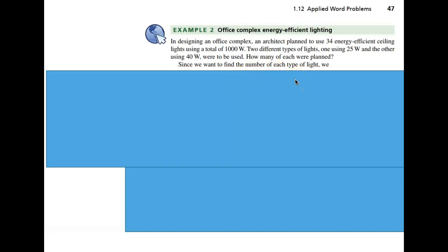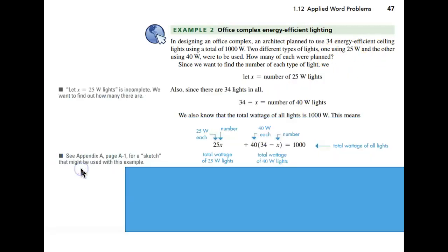An architect planned to use 34 energy efficient ceiling lights. Okay, that was going to use a total of 1,000 watts. Now, with these lights, he has two different types he wants to use. One has a 25 watt and the other one uses 40 watt. How many of each were planned? Since you want to know the number of each type of light, we need to let X represent one of those unknowns.